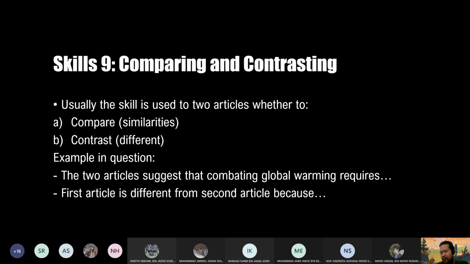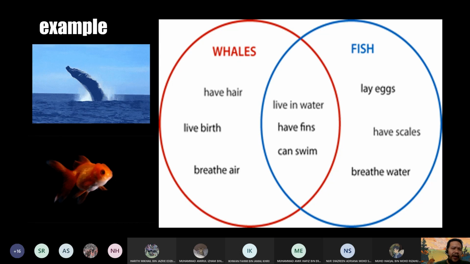Maybe they discuss the same issue, but then you have to find the differences. Okay, kita tengok the soalan. Contoh soalan. Okay, this is actually just a metaphor of the compare and contrast. Okay, look here. In the blue circle we have fish, and in the red circle we have whale.